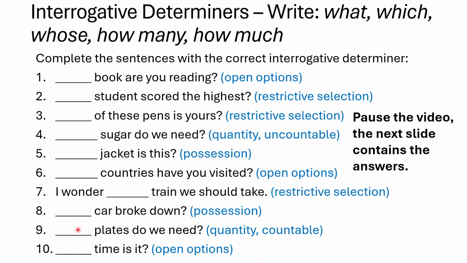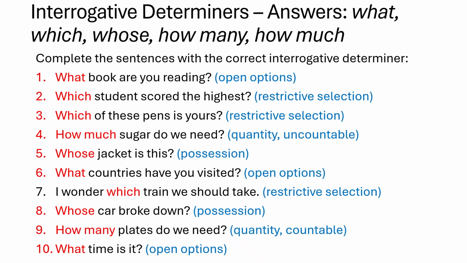9. How many plates do we need? The interrogative determiner needs to indicate the quantity of countable nouns. 10. What time is it? The interrogative determiner needs to indicate open options. Pause the video. The next slide contains the answers.